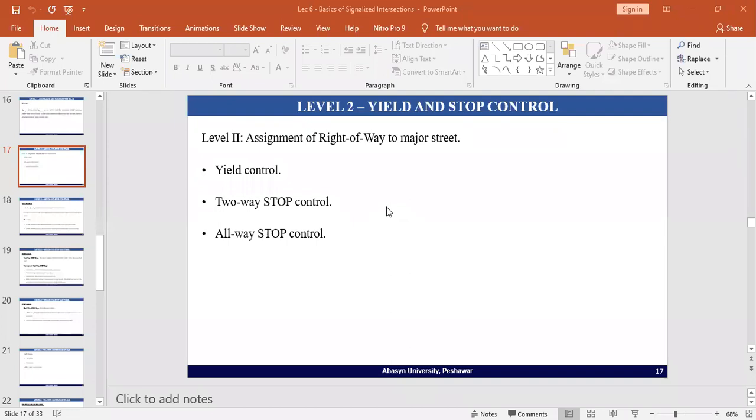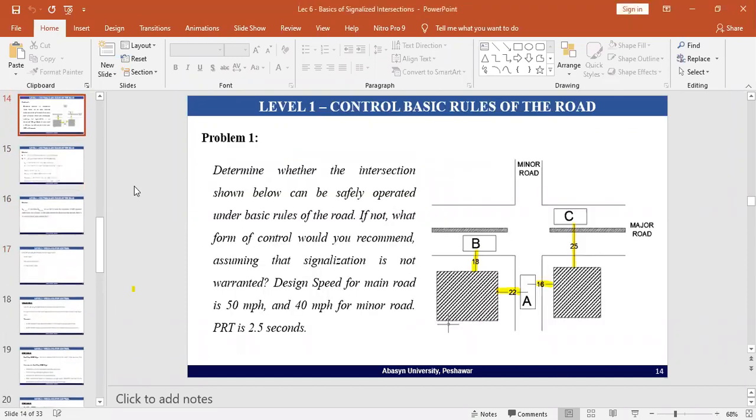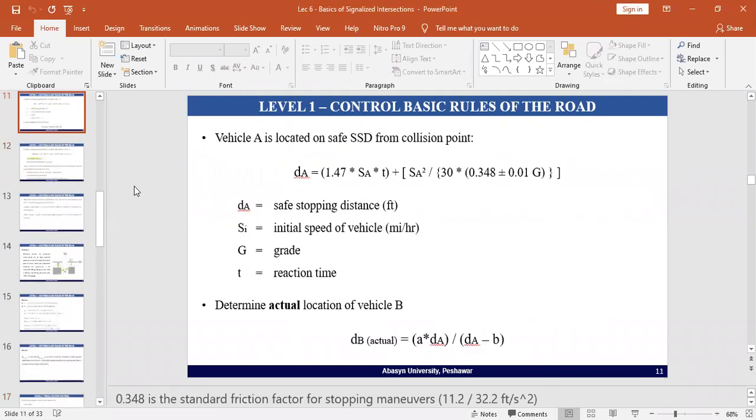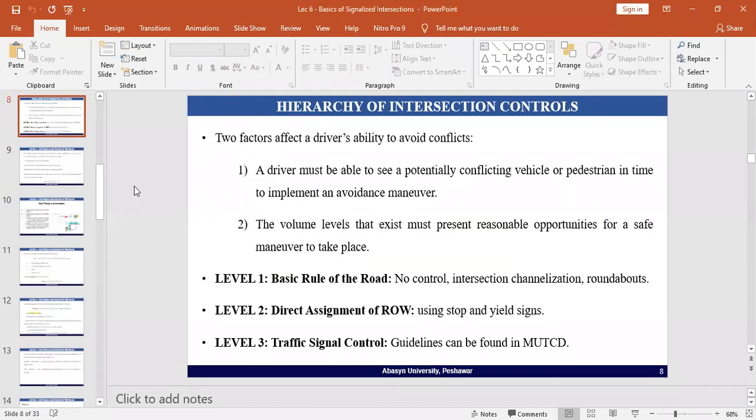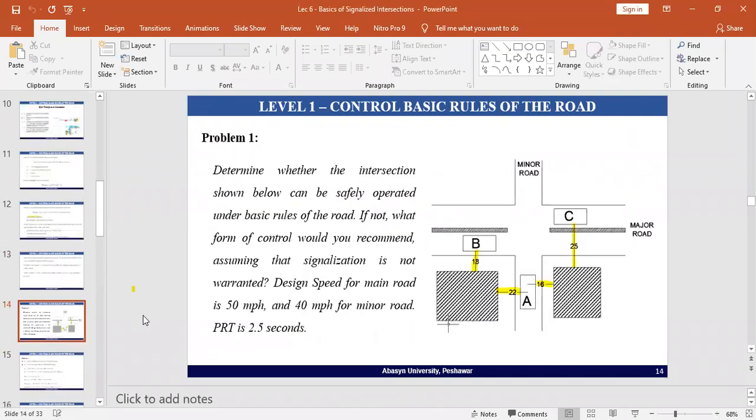In the last lecture, we studied level 1, which was the control basic rules of the road. We studied this and also solved a simple problem. Actually there are three levels: basic rule of the road, direct assignment of right of way, and traffic signal control. So in this lecture we'll cover level 2 and level 3.